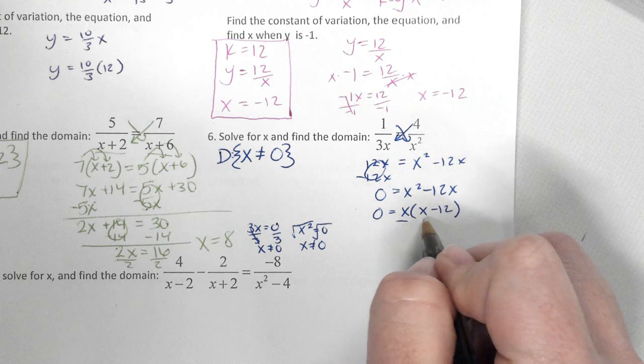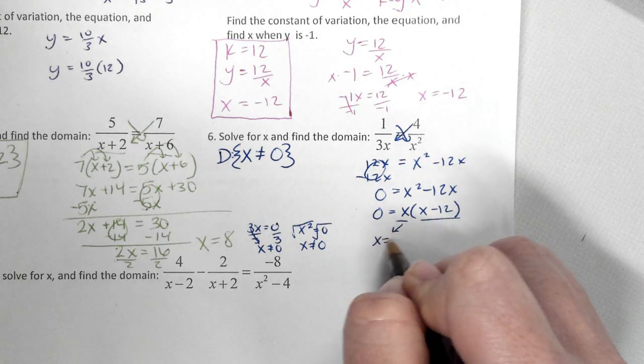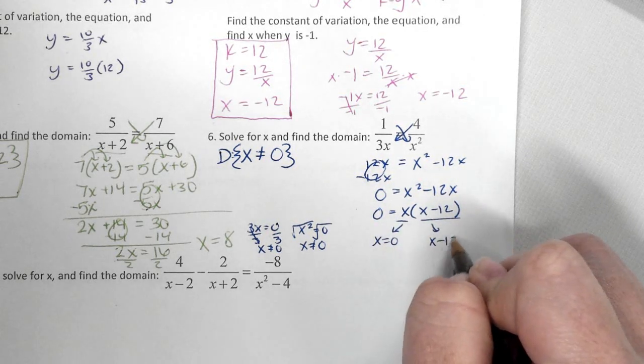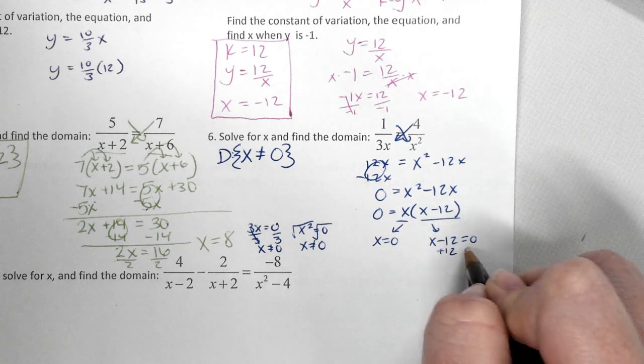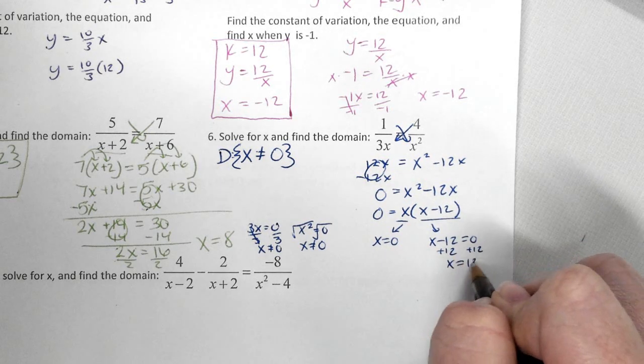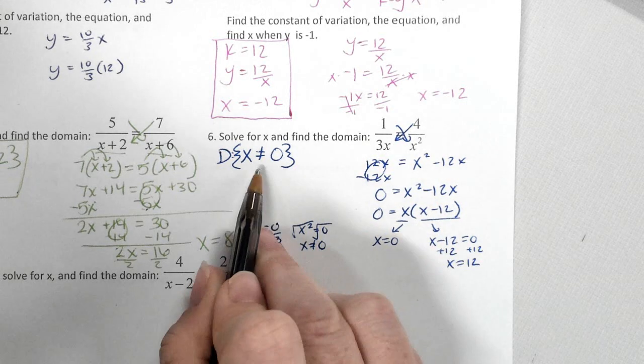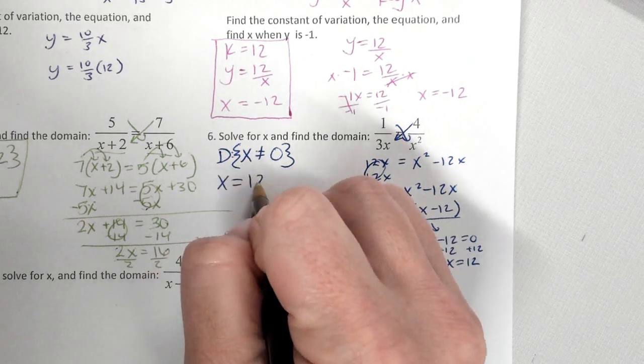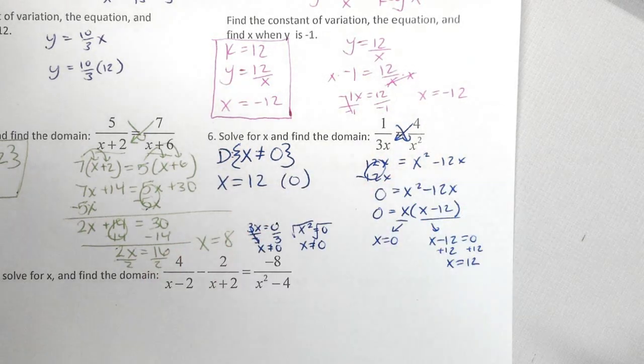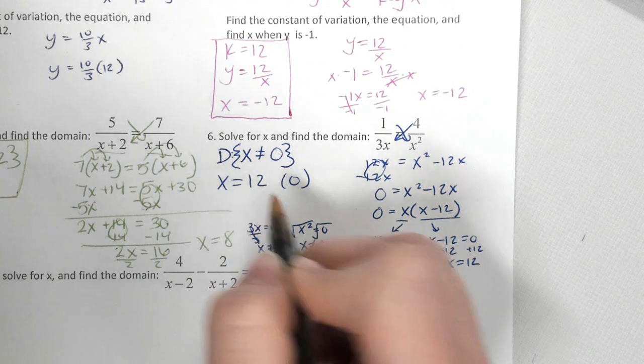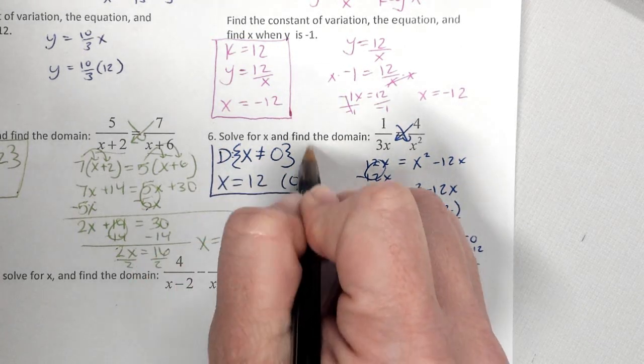So we separate our 2 factors and set them equal to 0 and solve. Add 12, add 12. And so my answer is 0 and 12. Well, x cannot equal 0. So remember, our answer that doesn't work, we put in parentheses after our solution.